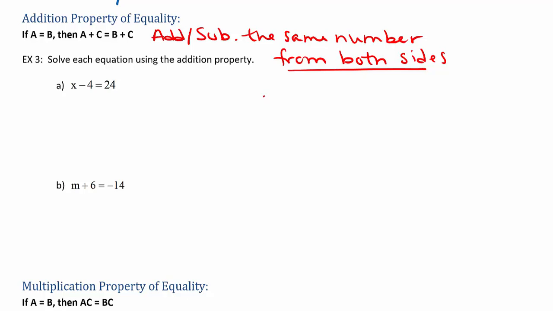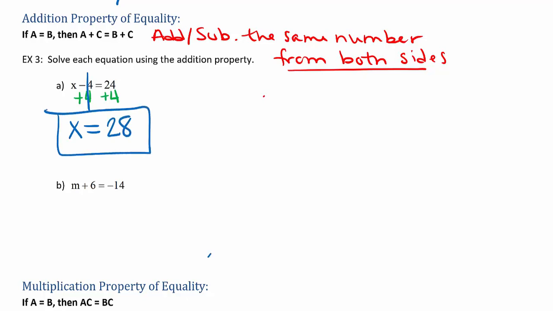Now, the goal of solving an equation is getting the x by itself. So if we look at example 3a, x minus 4 equals 24. I want the x by itself, so I have to get rid of that minus 4. The opposite of subtracting 4 is adding 4. And so this property says I am allowed to add 4 to both sides of the equation, and it doesn't actually change anything. So now on the left-hand side, the minus 4 plus 4 add up to 0, and I'm just left with an x. And on the right-hand side, 24 plus 4 is 28, and that's my solution.